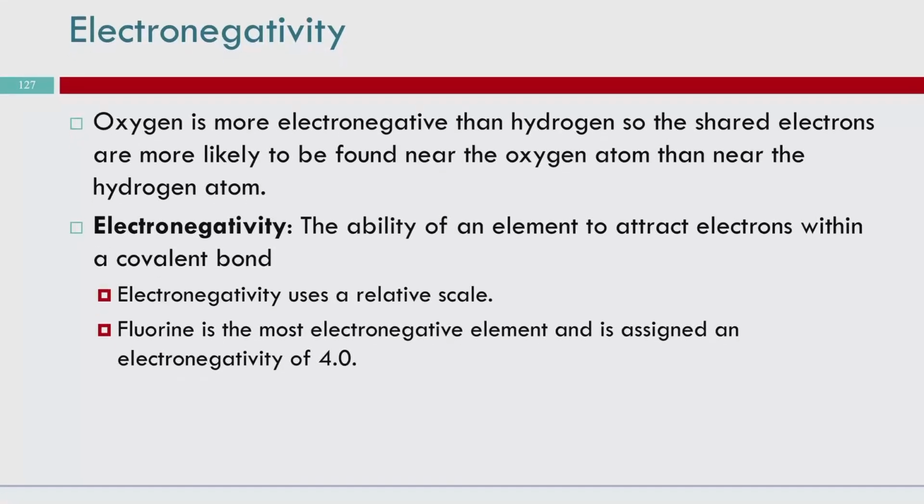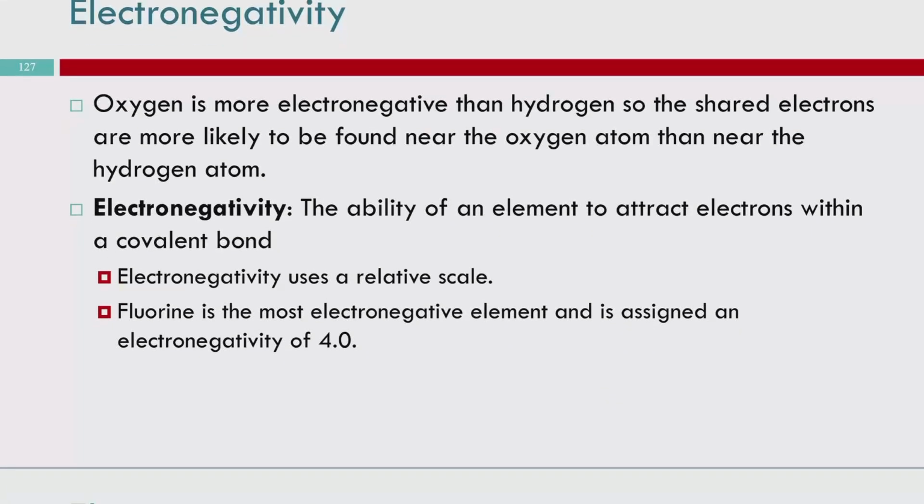So the word that we have for this is electronegative. So oxygen is more electronegative than the hydrogen, which means that it pulls the electrons in closer. That's what makes it negative. Electronegativity is the ability of an element to attract electrons within a covalent bond. Remember that a covalent bond is a shared electrons bond. We're sharing those outermost electrons.